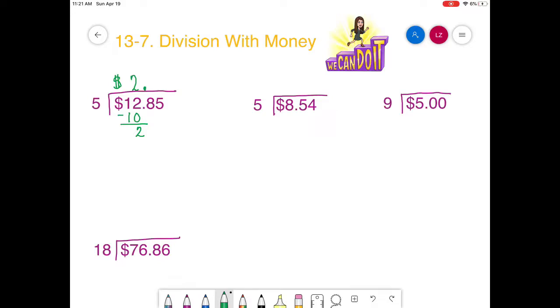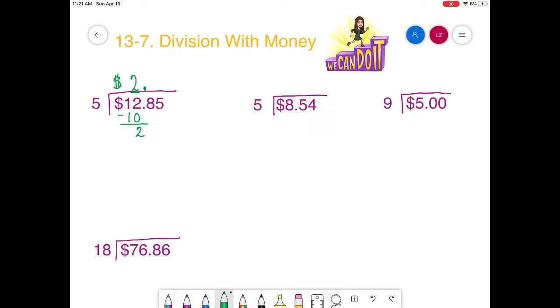So 2 is less than 5. That means we did it the exact right way. If it were more than 5 or 5, we would know that it would go in a whole extra time. We'd have to go back up and change this 2 to a 3. But 2 is less than 5. That means we did it correctly.